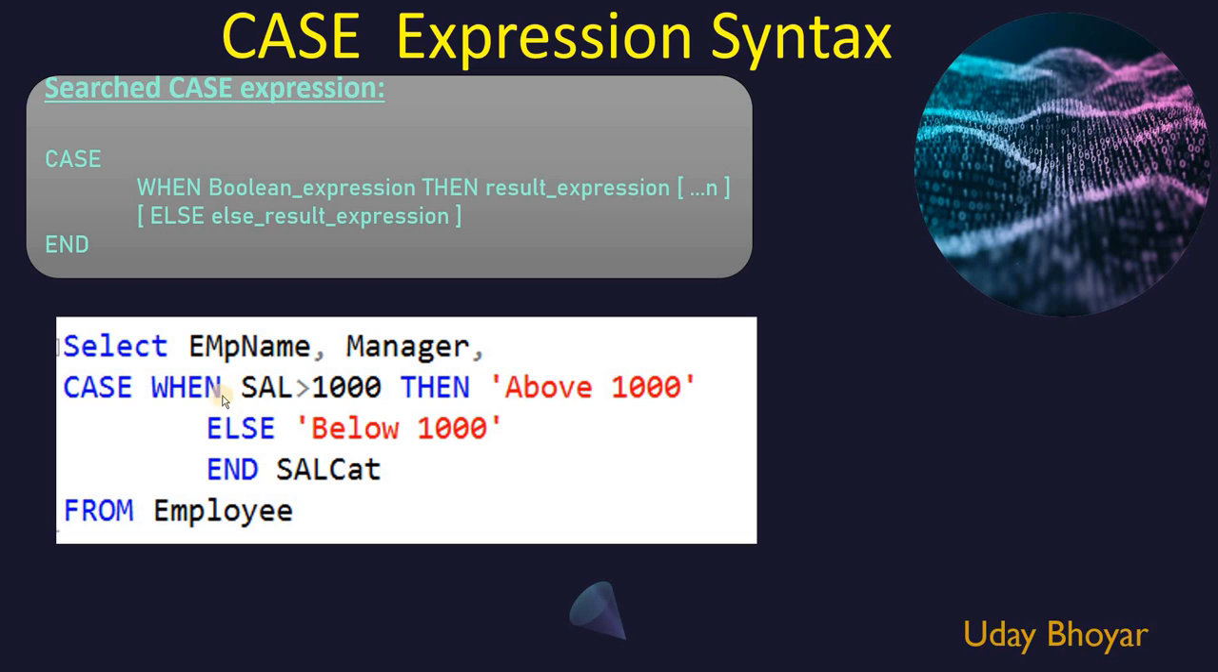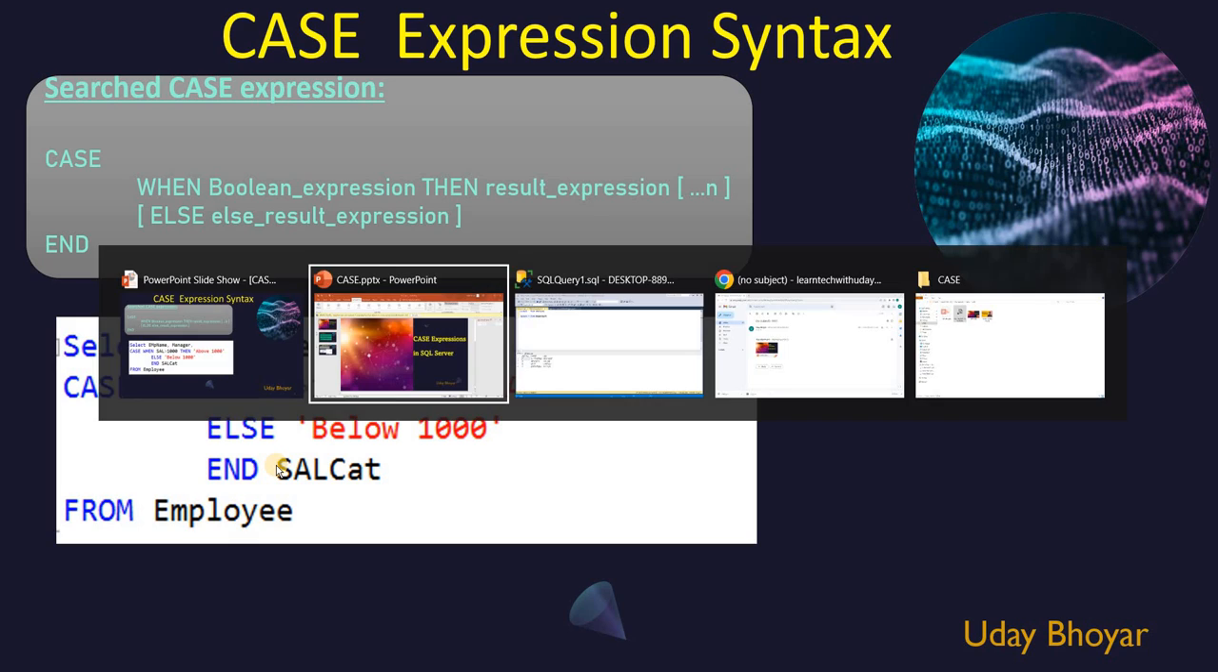So this is the basic example of how the searched case expression looks. We are again retrieving the same set of columns, employee name and manager. Here what we are trying to search is, if my salary is greater than 1000, then it gives us a text saying above 1000, and in the else condition, I'm providing below 1000. That is where I'm categorizing the salaries. Let's explore this more using SQL queries.